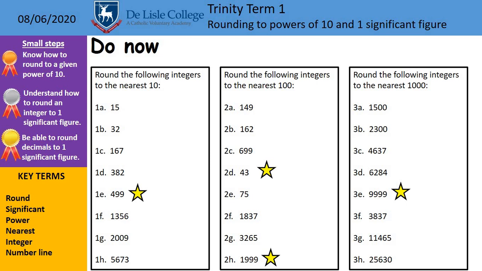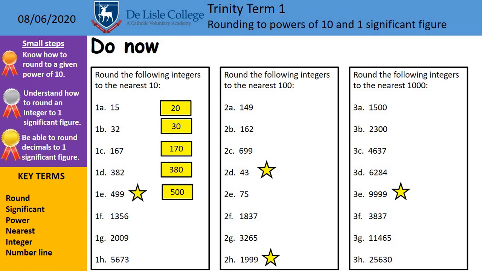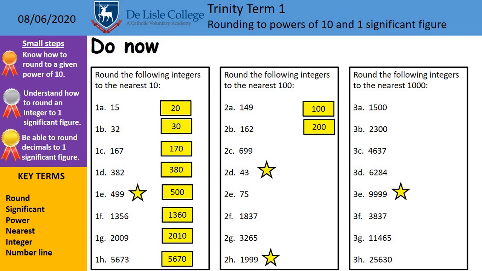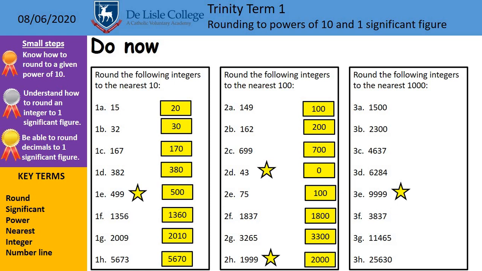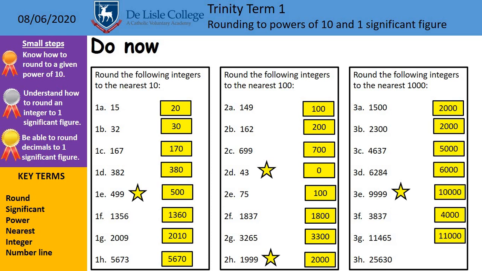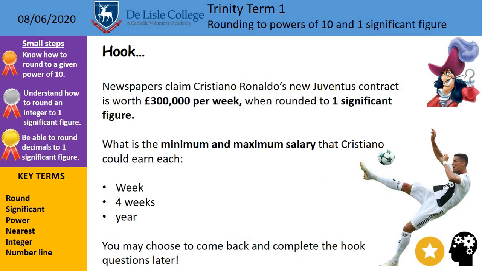Good, so you should have for your answers 20, 30, 170, 380, 500, 1,360, 2,010 and 5,670 when rounding to the nearest 10. Next box is rounding to the nearest 100, so 100, 200, 700, 0, 100, 1,800, 3,300 and 2,000, and then to the nearest 1,000 you should have 2,000 and 2,000, 5,000, 6,000, 10,000, 4,000, 11,000 and 26,000. Brilliant.